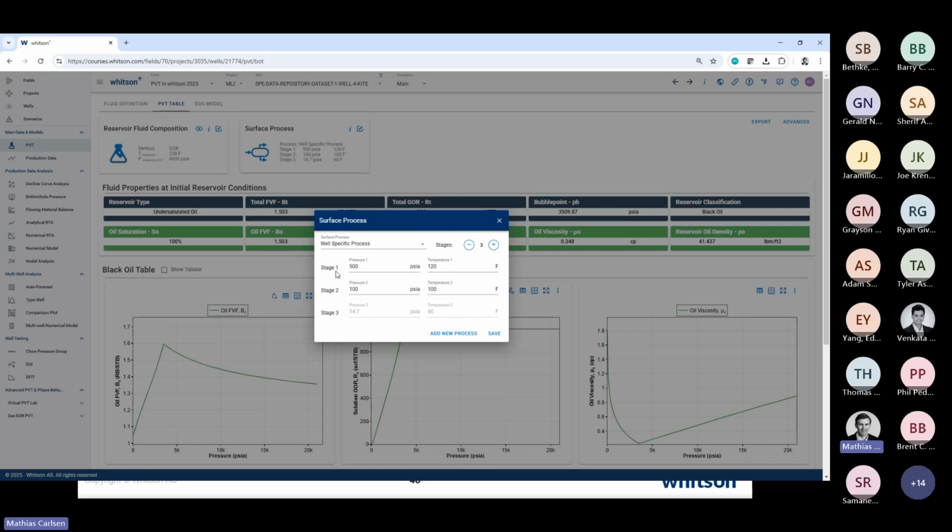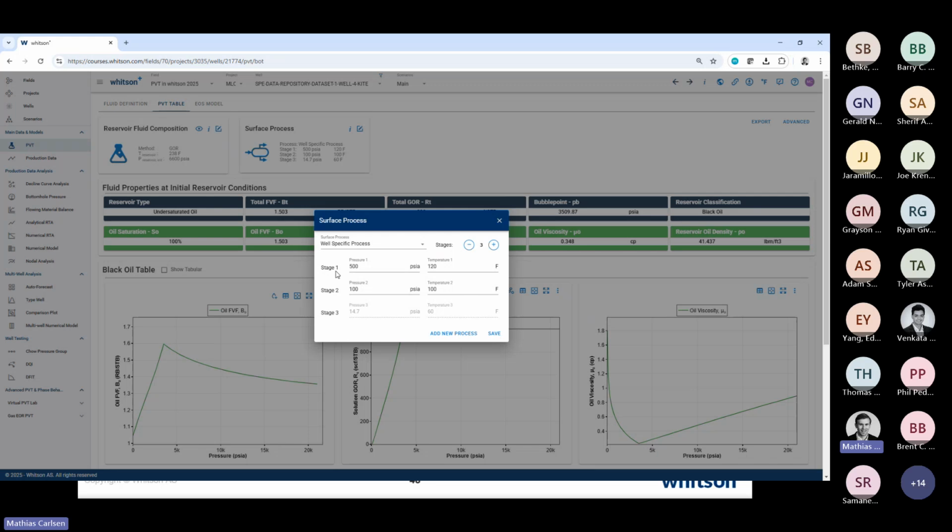So we added a separator, then we add more money to it, and if we add more money to it, we'll hope that makes us more money in terms of liquids. So that is correct. So the exact same molecules we produce can turn into a different formation volume factor and GOR depending on how you process it at surface.